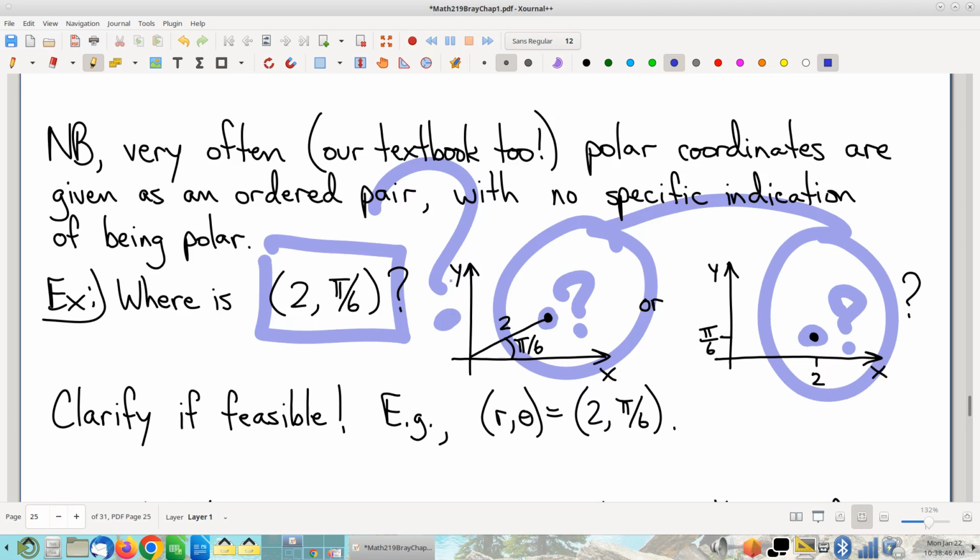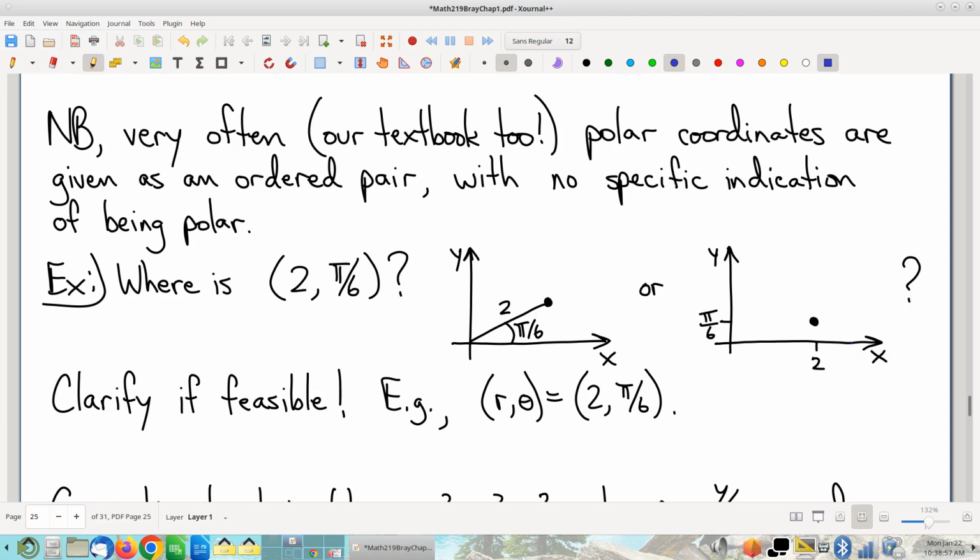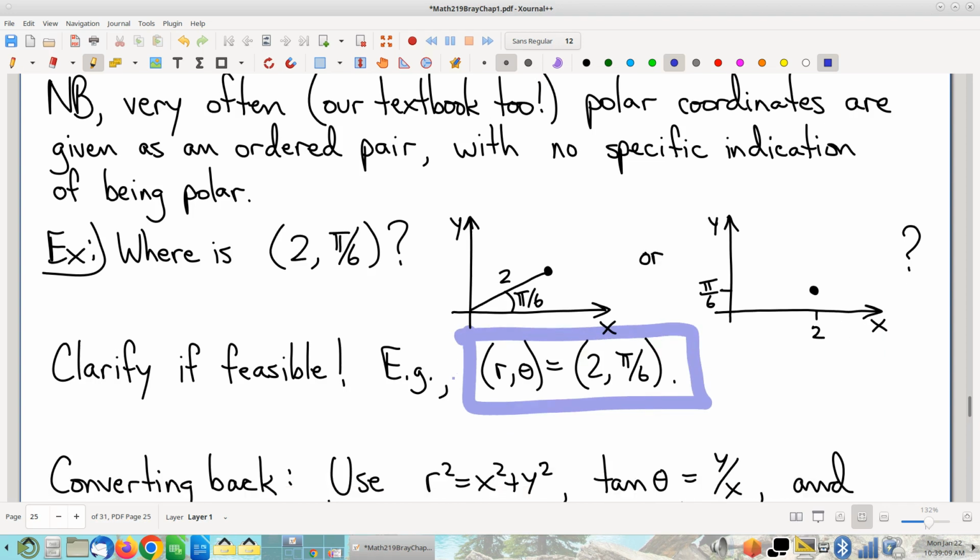So anyway, just heads up, something to think about. Try to always keep your head on a swivel, think about the context, make sure that it's clear. If you've already established elsewhere in your work that you're talking about polar coordinates, then that's fine. Otherwise, notice how easy it is to clarify. Just a little bit of extra notation here. Just say r comma theta equals 2 pi over 6. Ambiguity gone. Perfectly. Everybody happy?